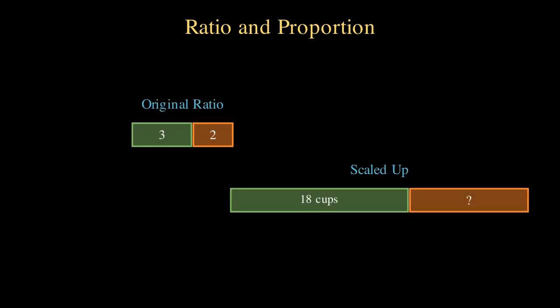This is the missing quantity problem, like scaling up a recipe. We find how many times bigger the new flour amount is compared to the ratio's flour part, and scale the sugar part by that same amount.